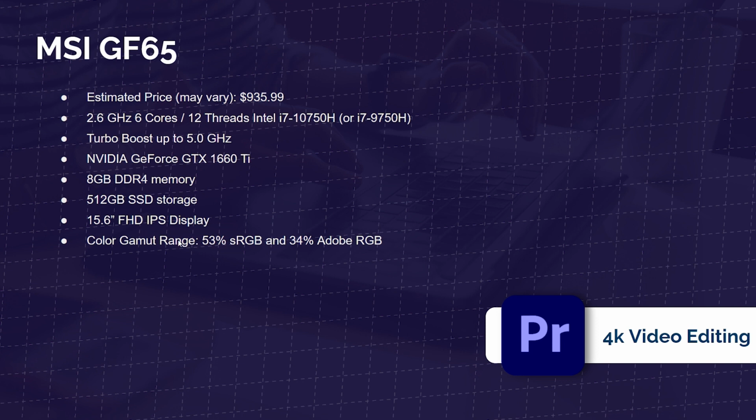512 SSD, 15-inch screen. Again, lower color accuracy, pretty disappointing. But I will note here, if you get the 17-inch model of this laptop, which is the GF75, you will get a more color accurate screen. If I'm not mistaken, it's 89% sRGB and then like 68% Adobe RGB. So if you get the 17-inch model, you actually get more color accuracy. 15-inch model, less color accuracy. So you know that you're making the right pick.